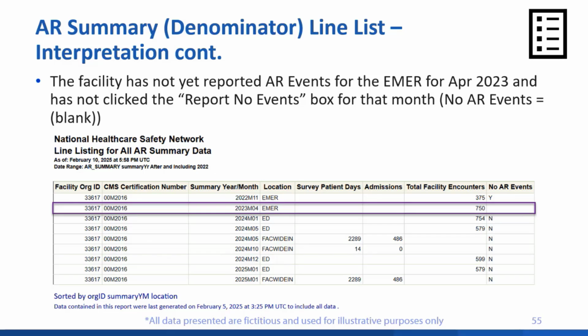And then looking at April 2023, the facility has not yet reported AR events for this EMER or emergency department location and has not clicked the report no events box for that month. So the no AR events variable here is blank because NHSN doesn't know if, because no AR events were submitted for this location this month, the box wasn't clicked on the alert screen.